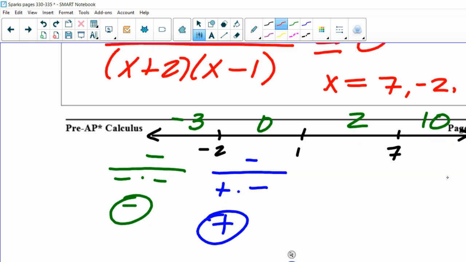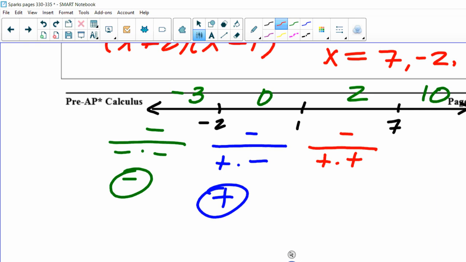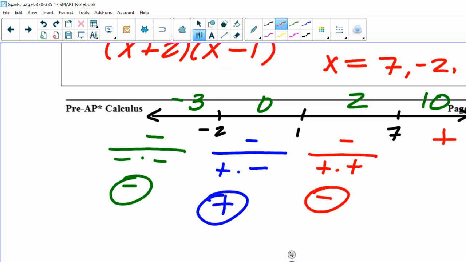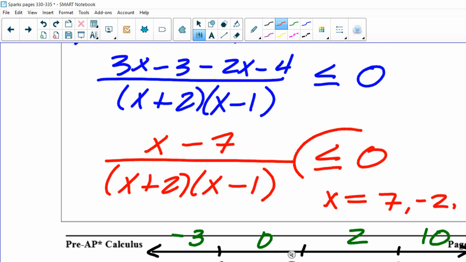x equal 2. Numerator? Negative. Denominator when x is 2: positive times positive. And for the next one, it's positive, positive, positive, positive. Now, what were we looking for here? Graphically, what are we looking for? On or below the x-axis.